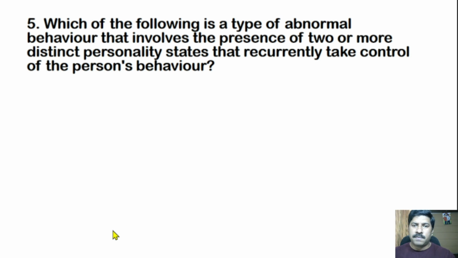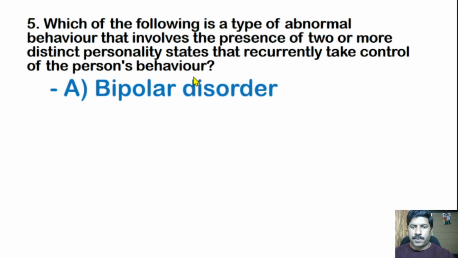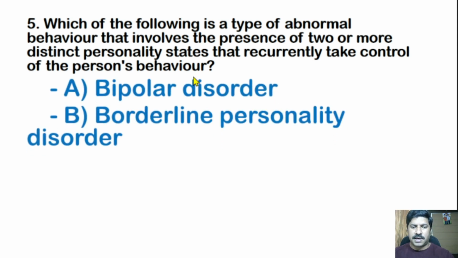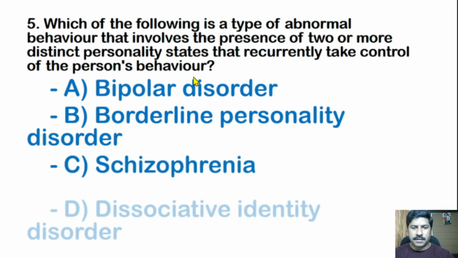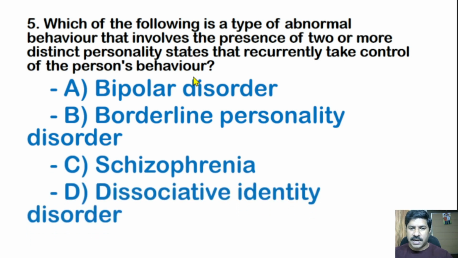Fifth question. Which of the following is a type of abnormal behavior that involves the presence of two or more distinctive personality states that recurrently take control of the person's behavior? Bipolar disorder, borderline personality disorder, schizophrenia, dissociative identity disorder. The correct answer is dissociative identity disorder.